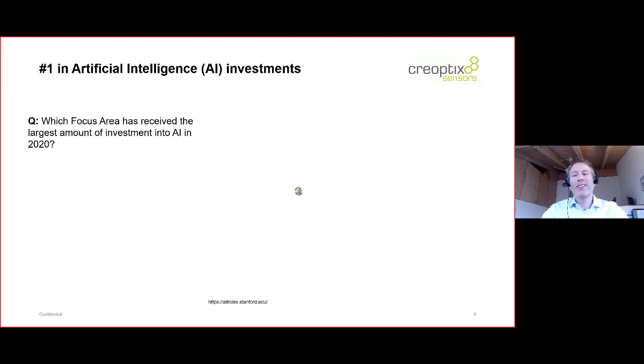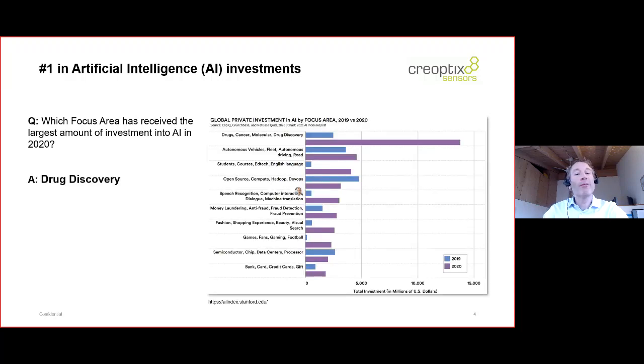So the answer is drug discovery. If we look at the graph to the right, which has been compiled by a group at Stanford, we can see that indeed drug discovery has received by far the largest amount of investment compared to other AI fields in 2020. Well, there has certainly been quite some COVID effect on this, but you can see also from the numbers of 2019 that drug discovery was already in the top 3. So we've certainly already identified a trend here, and we'll dig a little bit more into artificial intelligence later.